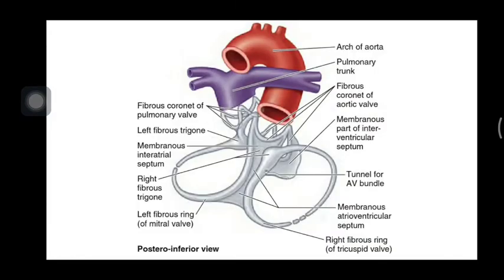This is a better 3D view, three-dimensional view of the fibrous skeleton. In this view, this will be the tricuspid annulus, anterior fila coronaria, posterior fila coronaria of the tricuspid annulus, and the weak sulcal connective tissue. This is the mitral annulus. This is the anterior fila coronaria, and this is the posterior fila coronaria of the mitral annulus.